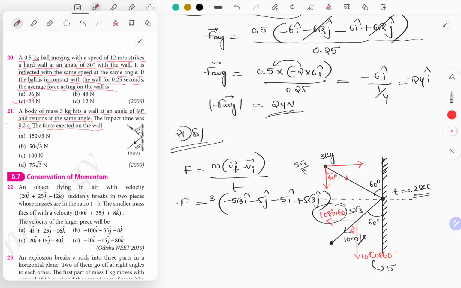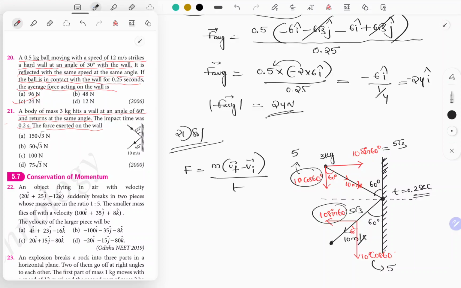So 10 meter per second is the velocity. Vertical component of velocity is going to be 10 cos 60, horizontal component of velocity 10 sin 60. 10 cos 60 is going to be 5 and 10 sin 60 is going to be 5 root 3. Let me represent that. Hope you understood the representing angle here. So this is how we have to write it down. So 10 sin 60 is going to be 5 root 3, 10 cos 60 is 5.